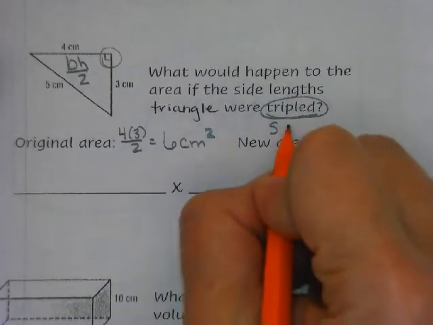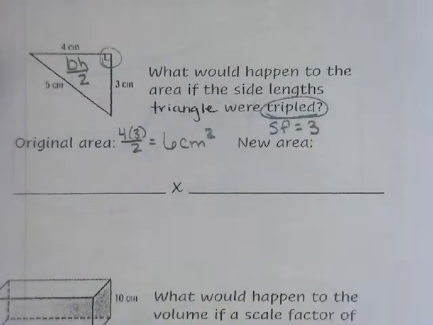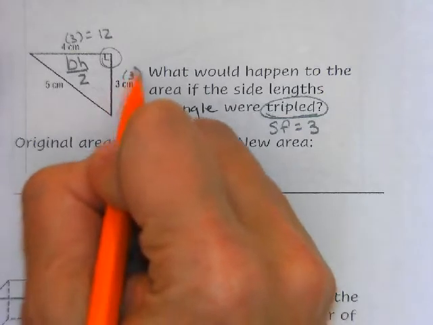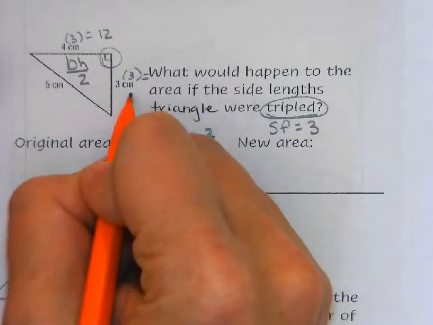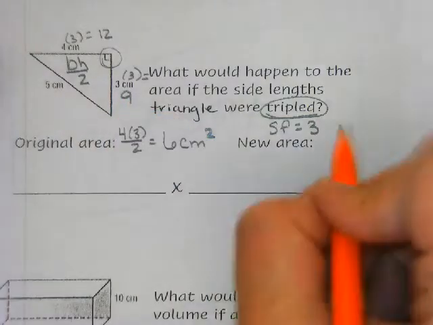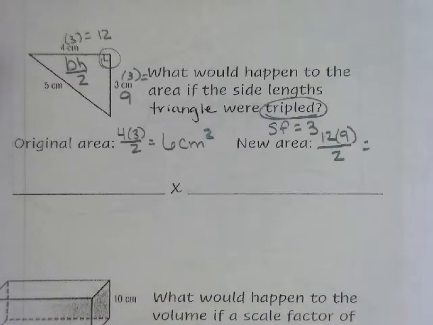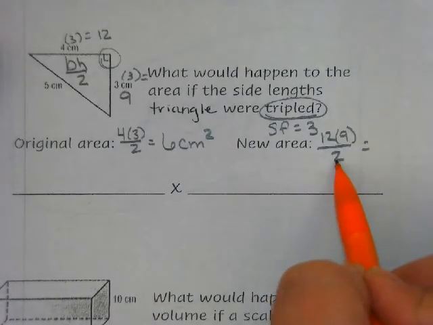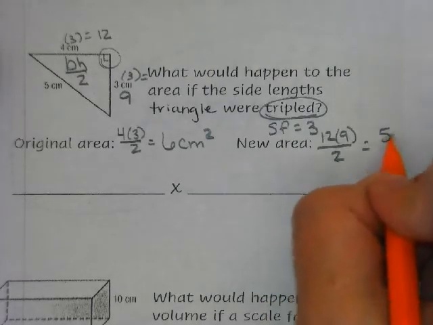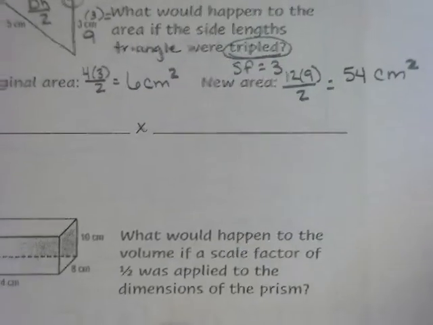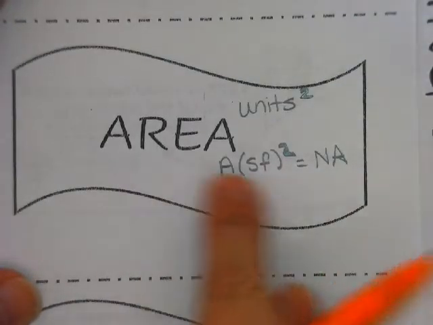What are we going to do to it? Triple. That's my scale factor. So look, now this becomes what? 12 by 3 times 3? 9. So I can come over here and I say 12 times 9 divided by 2. You can use your calculator if you want, or we know that 12 divided by 2 is 6. 6 times 9 is 54 centimeters squared.